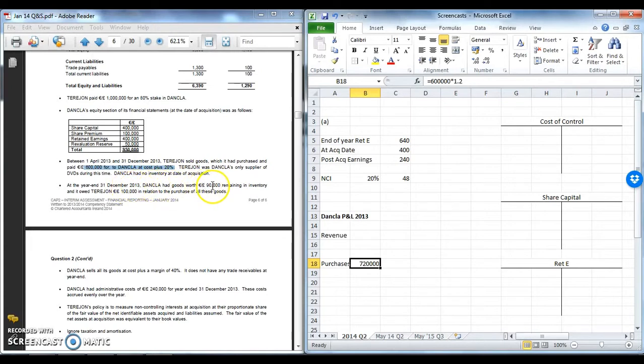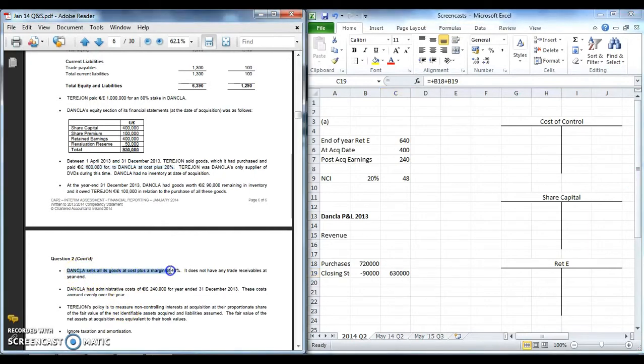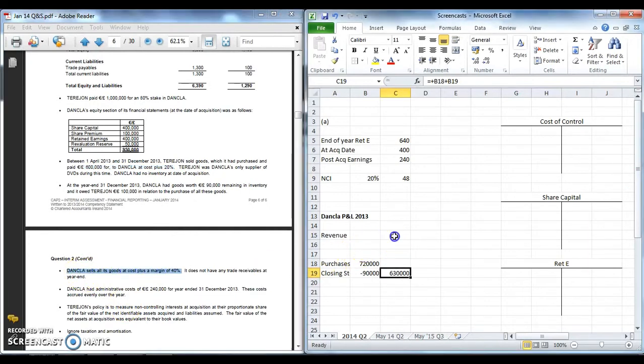They also have goods worth 90 grand remaining in inventory, so we'll say closing stock. Remember, there's no opening stock because it's a new entity, so they would have purchased, there would have been no opening stock, and therefore the cost of sales becomes 630. So you would have paid for goods during the year of 720, over 90 that remains in inventory. And finally, you're told Dankla sells all the goods at a cost plus a margin of 40%.